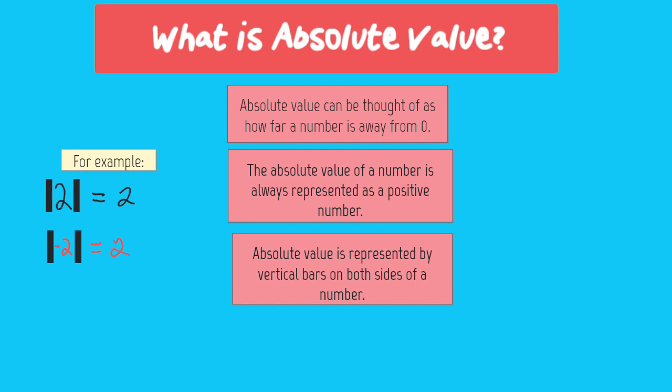And for example, we have here the absolute value of 2 equals 2. It is 2 spaces from 0. And the absolute value of -2 is also 2 spaces away from 0. And so that equals 2 as well.